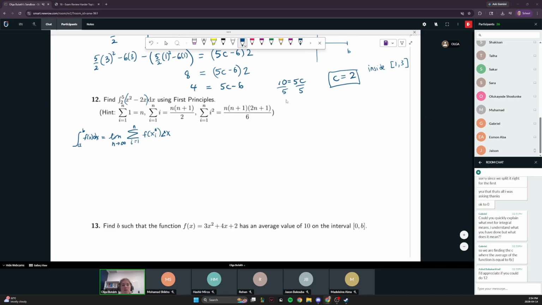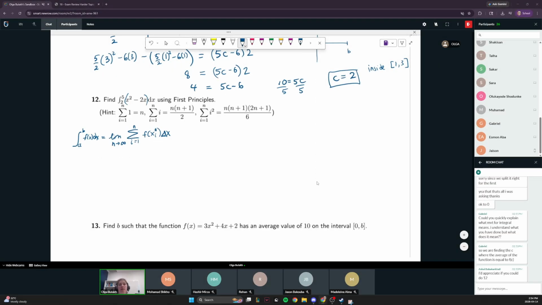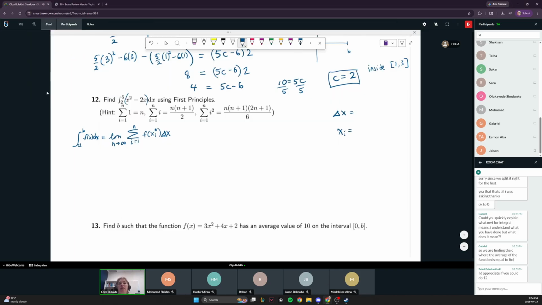The answer is 300. Use the formulas. They are actually given on the formula sheet. They provide them to you, but you'll end up needing to use them.